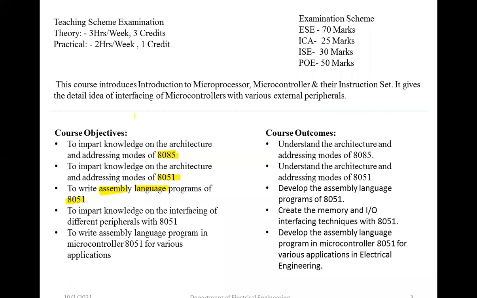So what is our core subject? We know what the processor is. We understand what the controller is. We know the difference between them. We know how to write the assembly language program. Then after that, interfacing to the 8051.